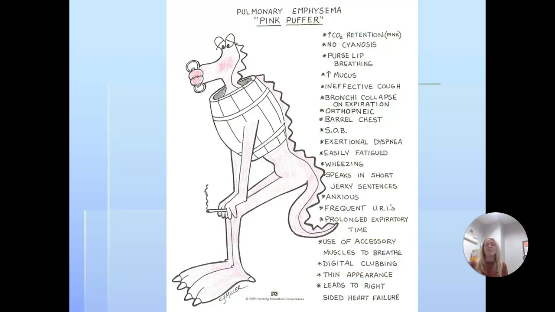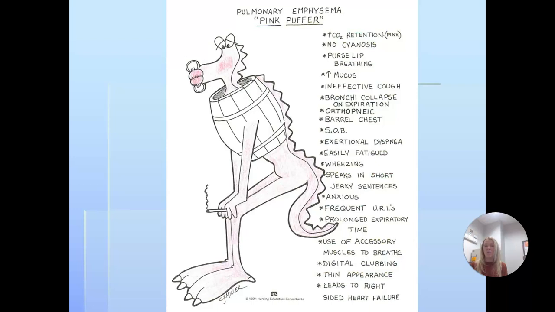With pulmonary emphysema, some of the symptoms that we might see lead to this pink puffer sort of diagnosis. So we see an increase in carbon dioxide retention, which makes them a little more pink. We don't see cyanosis with this. We might see pursed-lipped breathing, again, another ineffective cough, barrel chestedness, shortness of breath, exertional dyspnea, so shortness of breath when they do activity, easily fatigued, wheezing.